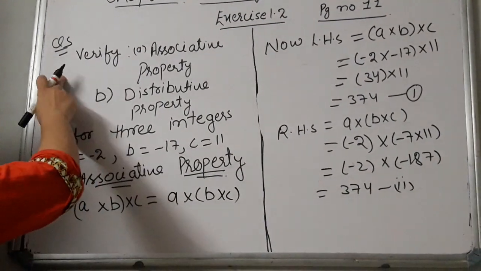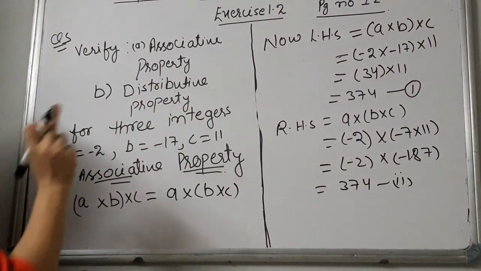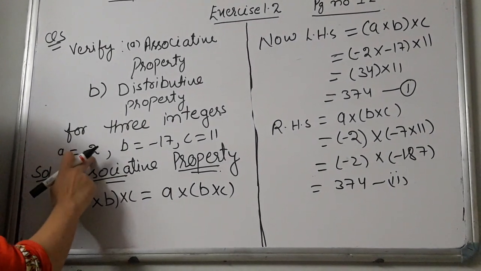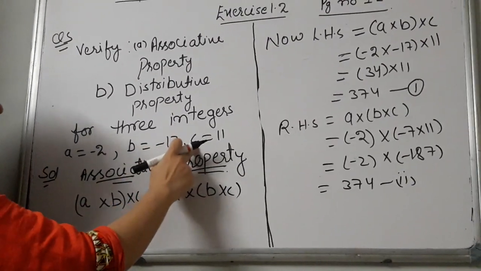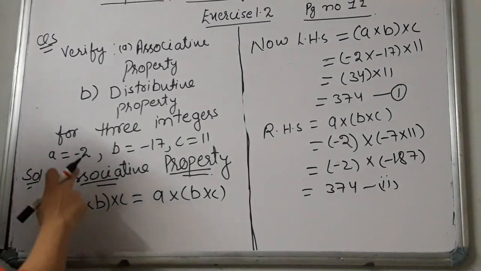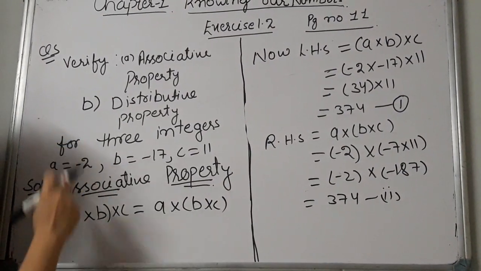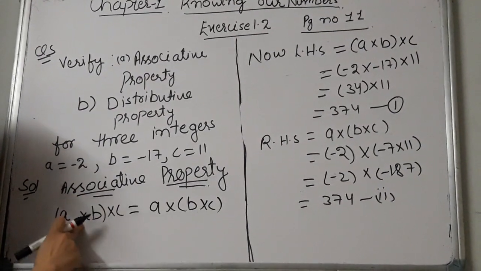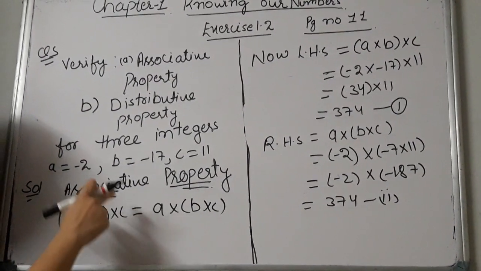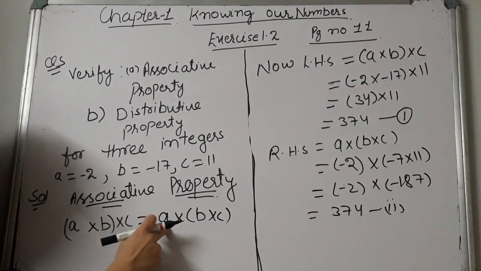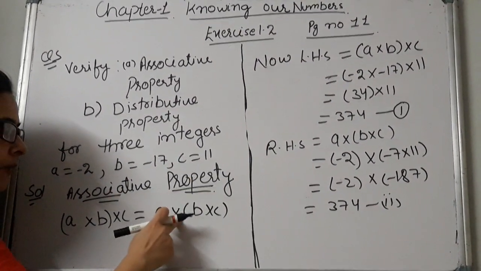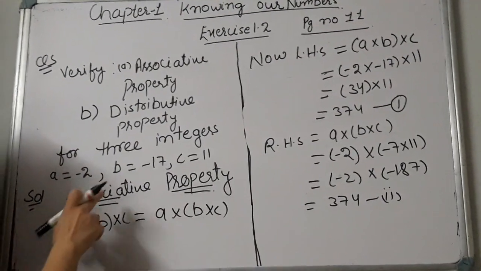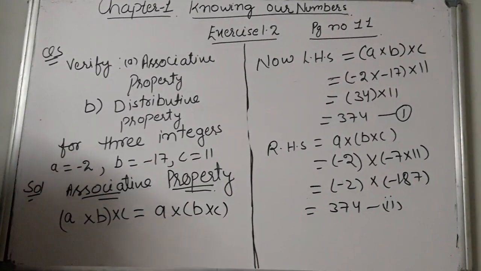Now question number 5 is we have to verify the associative property and distributive property for these three integers. What are the integers? A is equal to -2, B is equal to -17 and C is equal to 11. Now what is the associative property? Associative property means if there are three integers and we are multiplying A into B into C. Here we multiply A into B first, then we multiply it with C. Here we multiply B into C first, then we multiply by A. Still the answer should be the same. Then only we can say that the associative property of multiplication is applied.